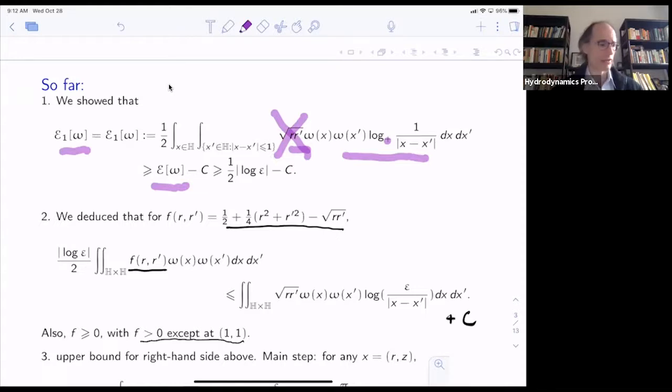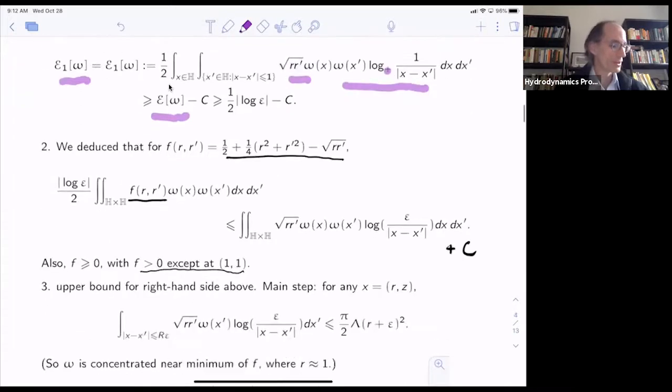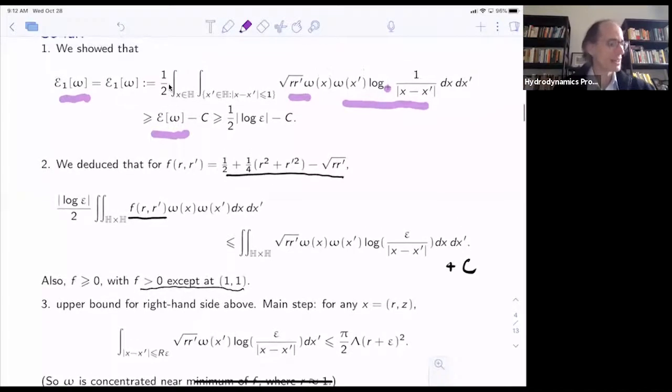And so the problem is that we have this weight here, and what we're aiming for is to show that, in fact, where the vorticity is concentrated, the square root of R prime is basically 1. And then we've reduced ourselves to the previous situation, and we can argue as before. This is in some way the idea.